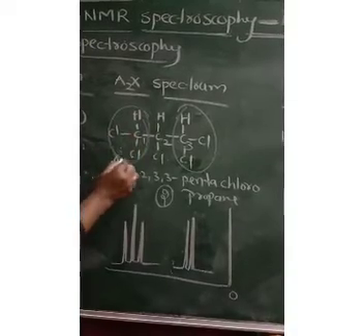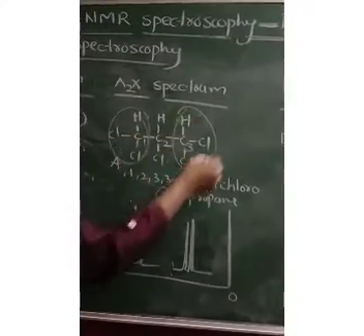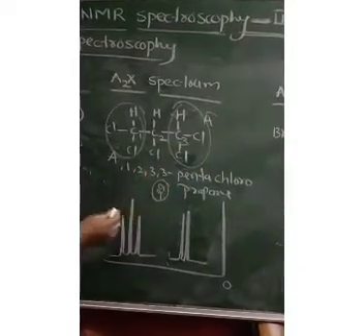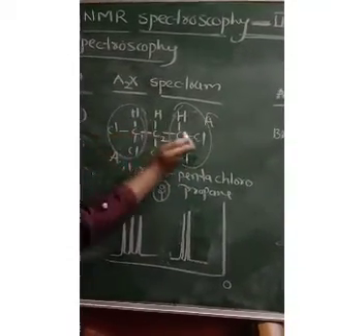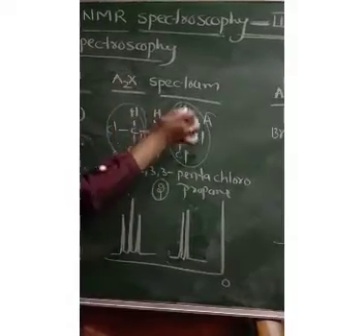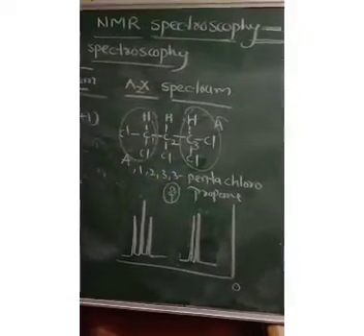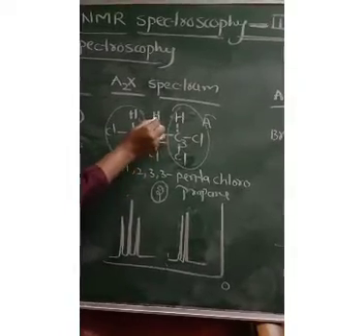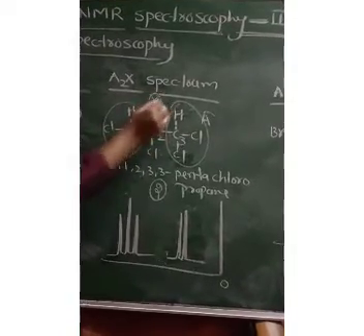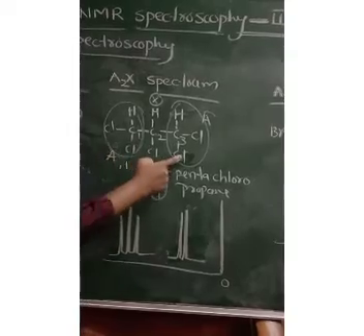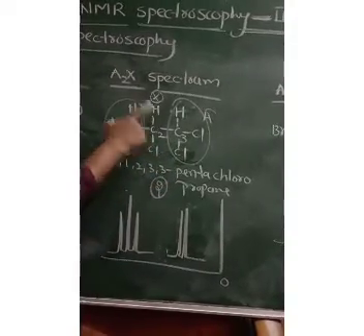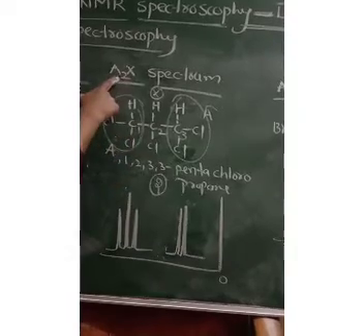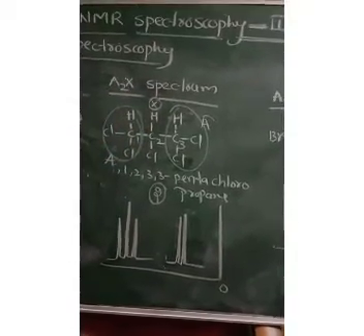So let us assume this is A type of proton, and this is also one type of A proton. It looks like the same structure. This is also A type of proton and this is also A type of proton. Next, in the middle carbon, 1 hydrogen is there, that is the X type of proton. So A type of protons are 2 and X type of proton only 1. That's why this is an example for an A2X type of spectrum.